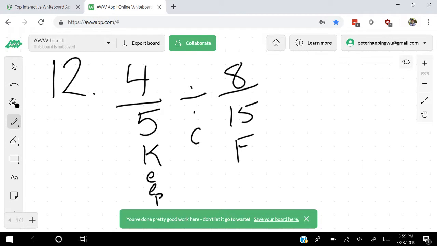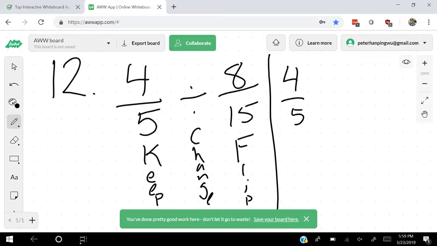So keep, change, and flip. We're going to keep our 4/5 the same, change our division to multiplication, and then flip our second fraction. So instead of 8 on top, on the numerator, I'm going to erase that and replace it with the 15, so it's flipped upside down.